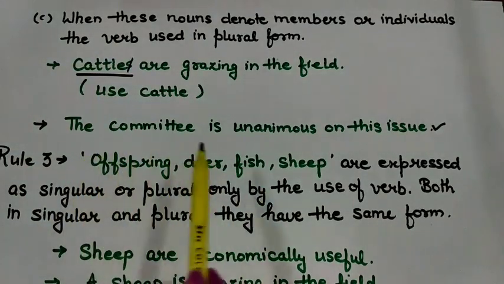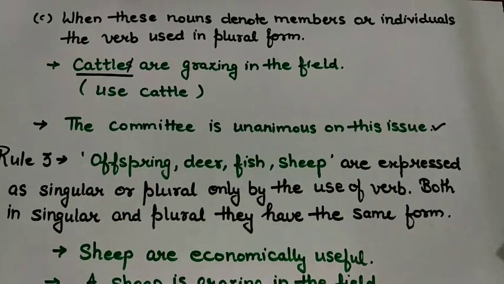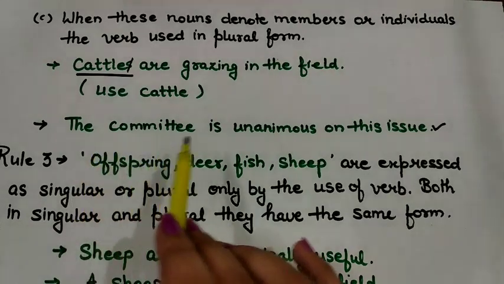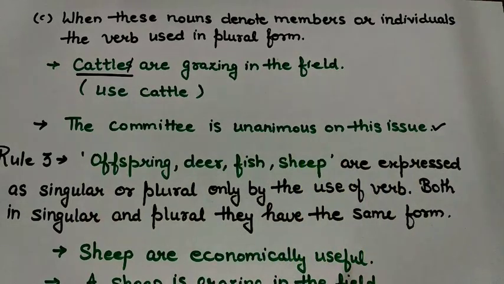The committee is unanimous on this issue. Here, committee is used as a group of people. So, the sentence is completely correct: the committee is unanimous on the issue.